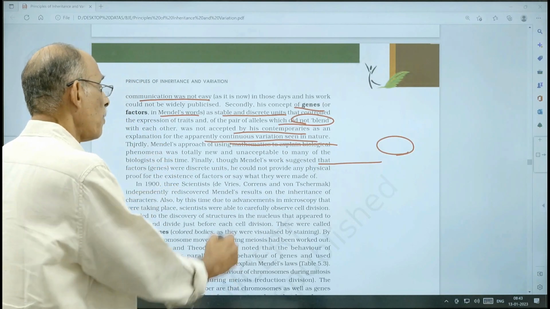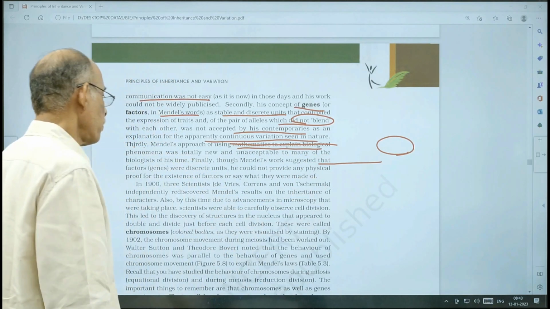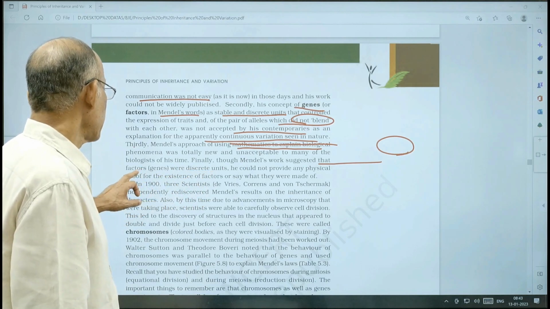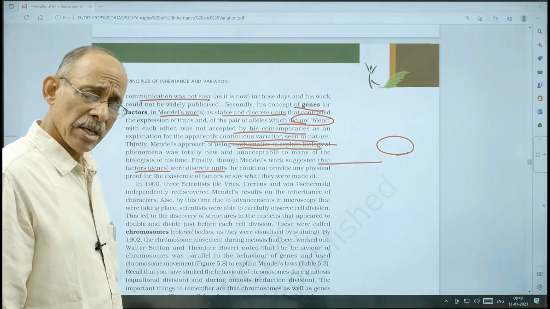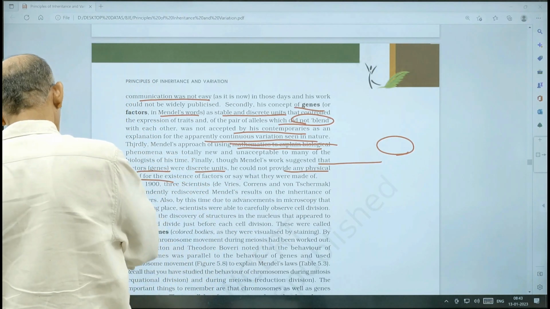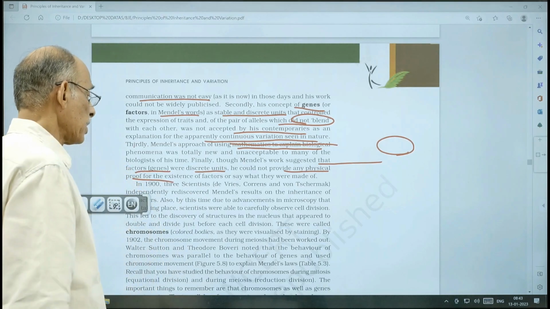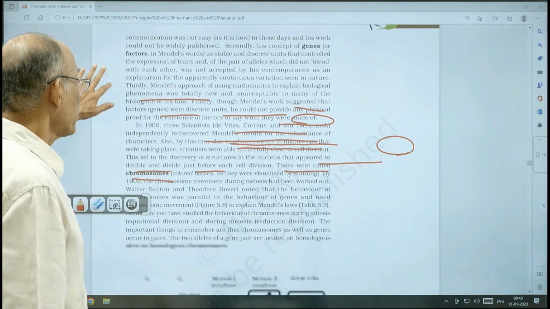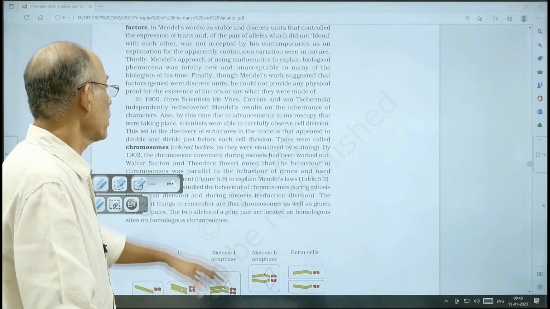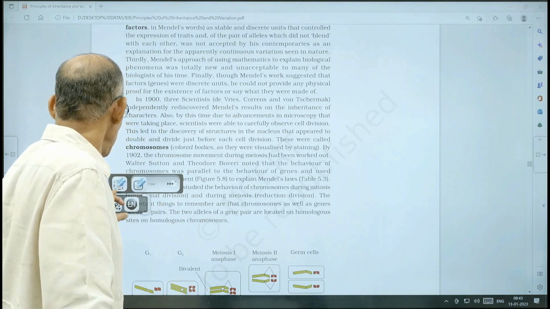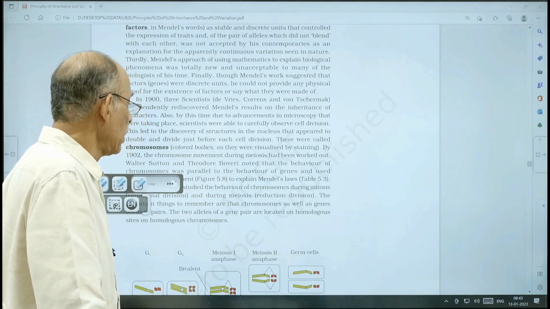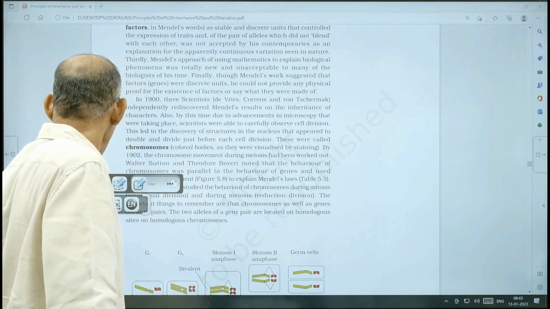Third, the application of mathematics to biological principles. And finally, Mendel suggested that genes or factors were discrete units, but he could not provide any physical proof of the physical existence of genes. Then in 1900, three scientists from three different countries, De Vries, Correns, and Tschermak, rediscovered Mendel's papers. By that time, meiosis and mitosis had been studied in detail, and staining techniques had developed.